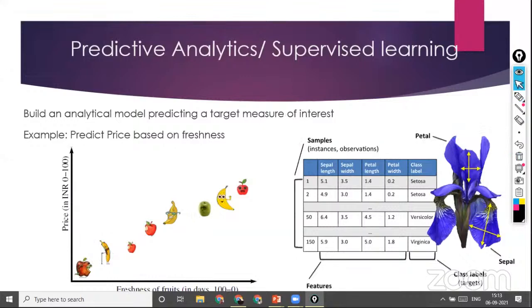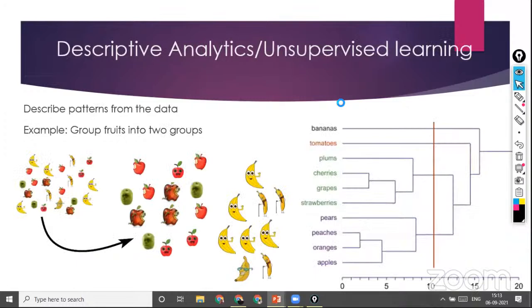Now coming to the unsupervised technique, we generally call that descriptive analytics. It is actually getting patterns from the data. We will take a simple example here. You have a bucket full of fruits, and you want to group these fruits into 2 categories.